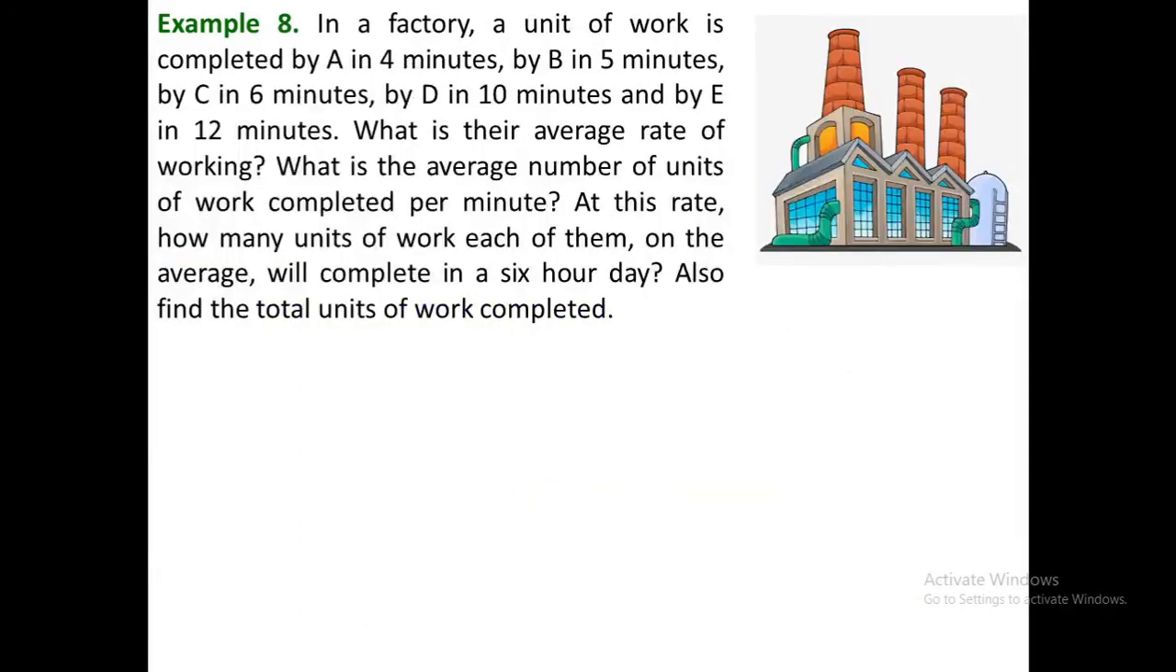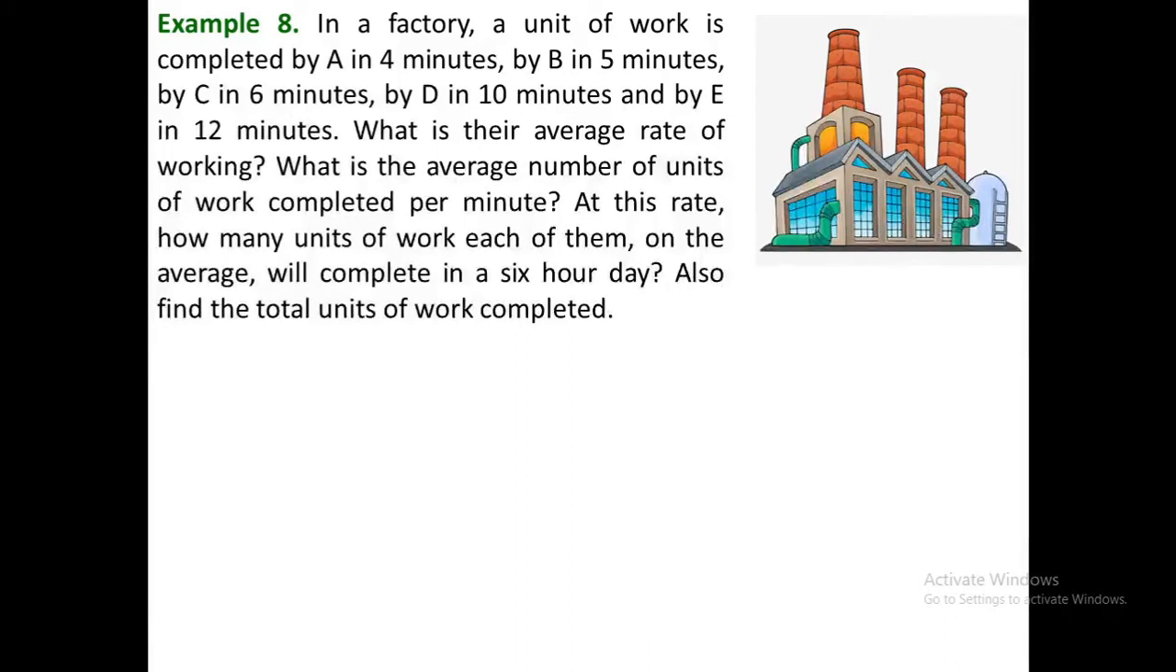Let's take one more example, where in a factory a unit of work is completed by A in 4 minutes, by B in 5 minutes, by C in 6 minutes, by D in 10 minutes, and by E in 12 minutes. We have to find out their average rate of working, that is, the average number of units of work completed per minute. At this rate, how many units of work will each of them on average complete in a 6-hour day? Also find the total units of work completed.